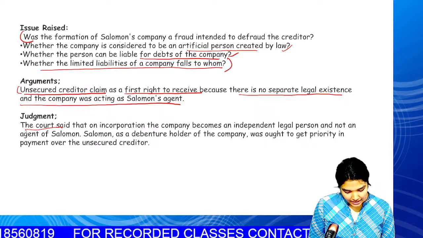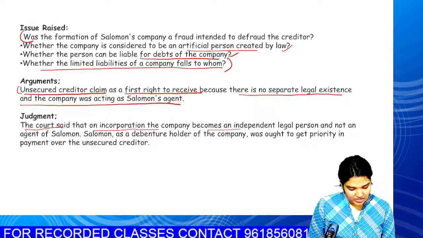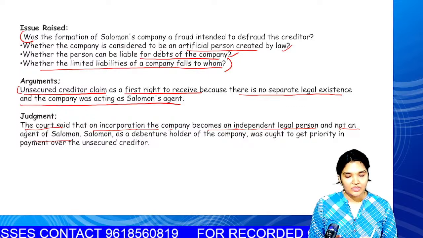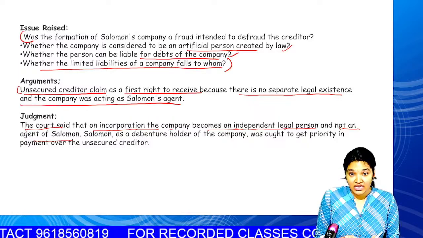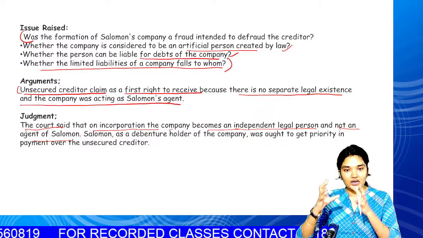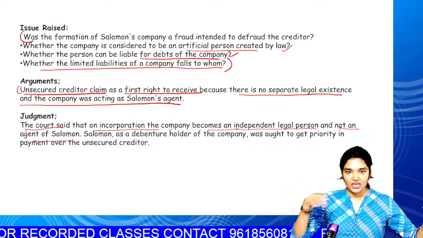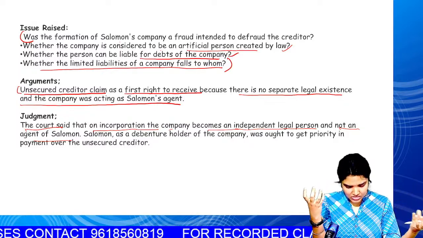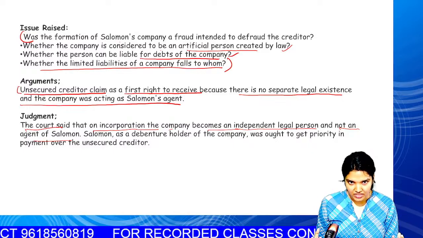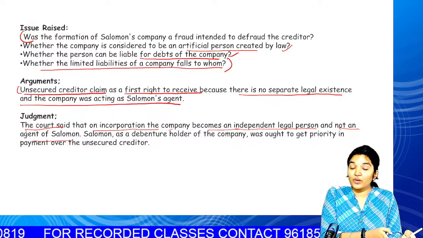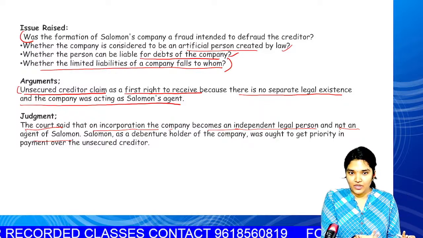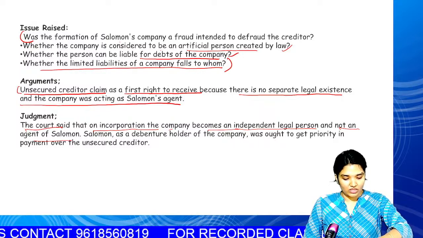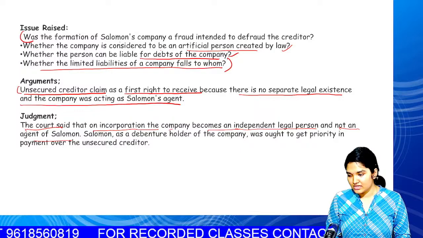The court said that on incorporation, the company becomes an independent legal person and not an agent of Salomon. Now, Salomon is not using the company as an agent to do the business. He has incorporated the organization as the company. That means there is a separate existence for both of them. The company has a separate legal identity, and he has a separate identity. He is the member. He is not liable to pay the debts of the company. Got it? After the incorporation, if it used to be a sole proprietorship, who is responsible to pay the debts? Salomon. Yes. So Salomon, as a debenture holder of the company, ought to get priority in payment over the unsecured creditor. Did you understand the case?